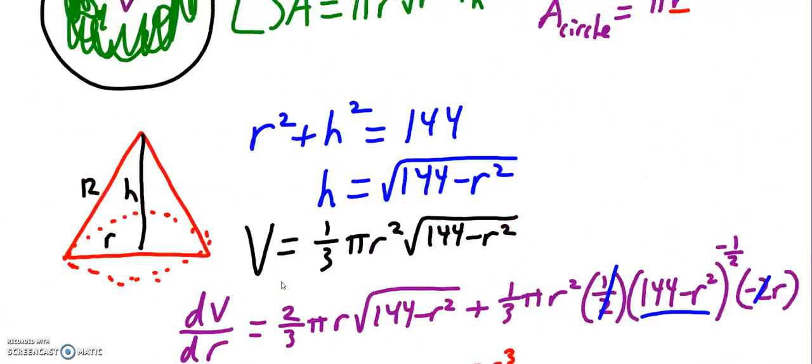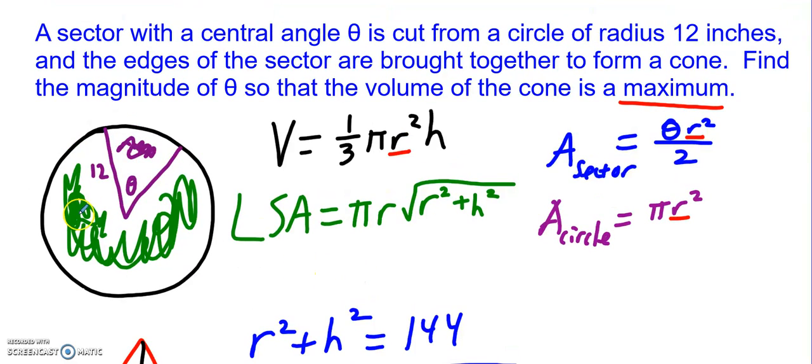A lot of work. A lot of work. Okay, so this is kind of some of the stuff I was talking about. So I have my circle, right? And I'm going to cut out a sector from the circle. The area of a sector is theta r squared over 2. Okay, that r is a constant. That's 12. The area of a circle is pi r squared. That r is also a constant. That's 12.